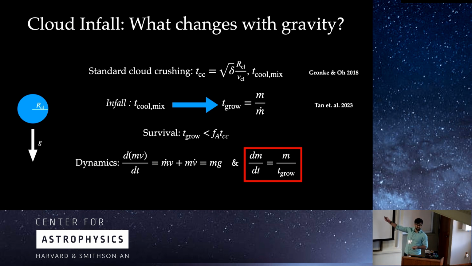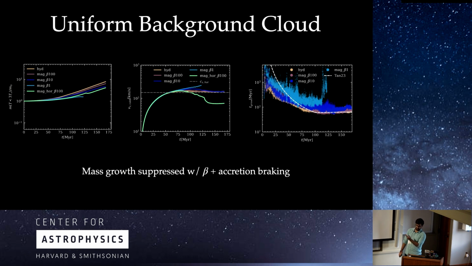We do 3D MHD simulations of this in Athena++, and I include magnetic fields to see what that implies. Here's what I find. The rightmost plot shows the evolution of the cold mass as it falls over almost 200 million years. Beta is the plasma parameter, the ratio of the thermal pressure to the magnetic pressure, so lowering beta means you're increasing the magnetic field. As you lower beta, you get marginally less cold gas in the cloud, but you still get survival.